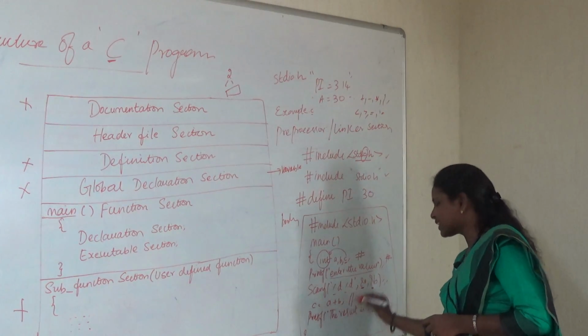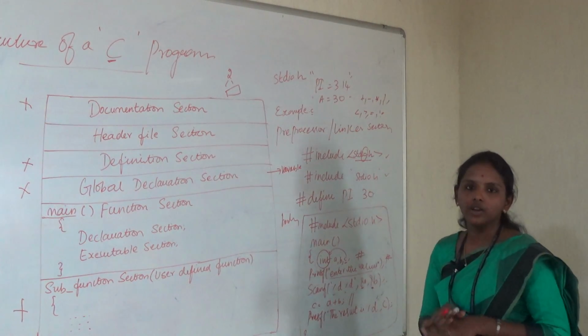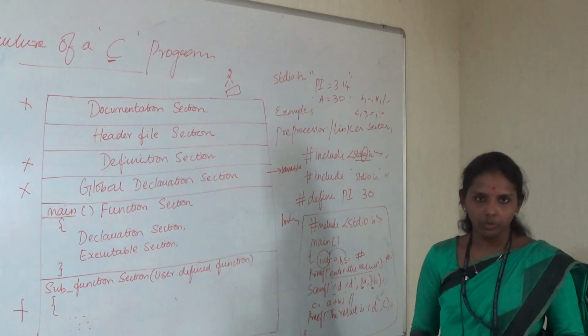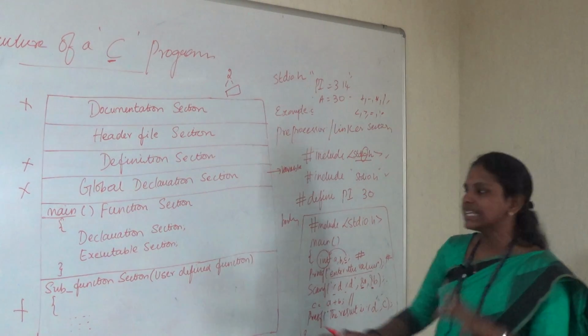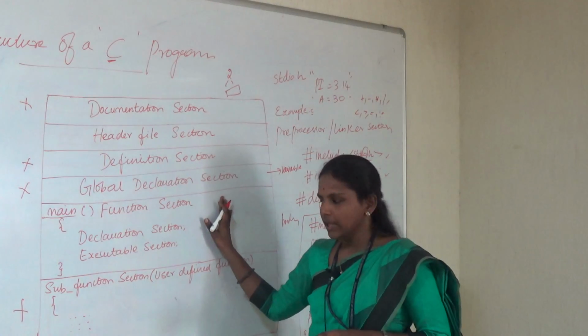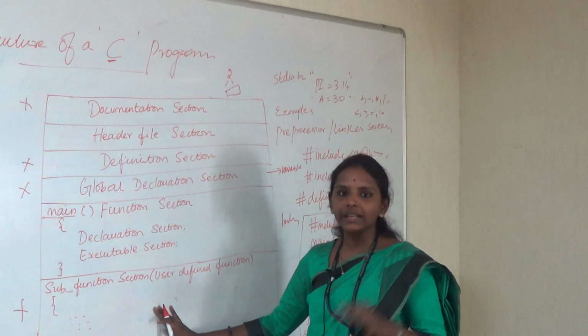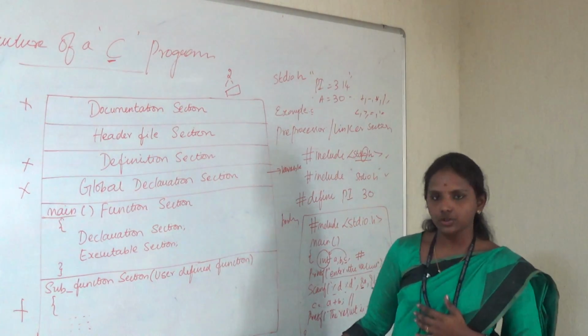This is the basic logic of the program. Without writing a logic, your C program won't even work, so the logic must be present inside your main function. The sub function is not a mandatory part. If you want, we can include a sub function also.